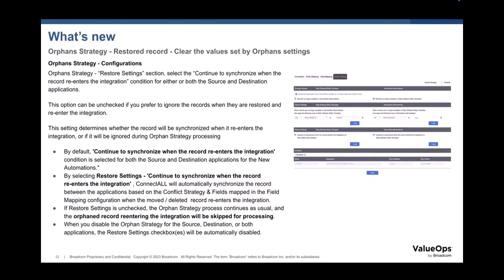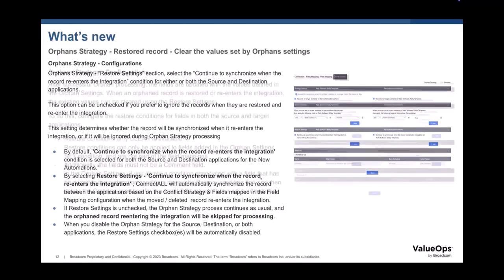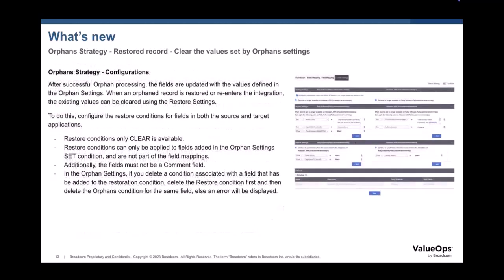In the UI, we have introduced a capability under the orphan settings. You'll see a section for restore settings. Under restore settings, we'll give options for all the values that have been set in the orphan setting, and those fields that were set can be cleared via the restore setting. That's what we are actually doing as part of this feature. The configurations will be very similar, which I can show in the demo.